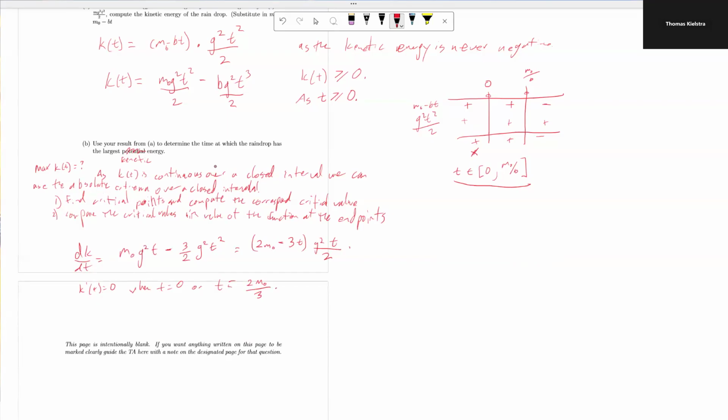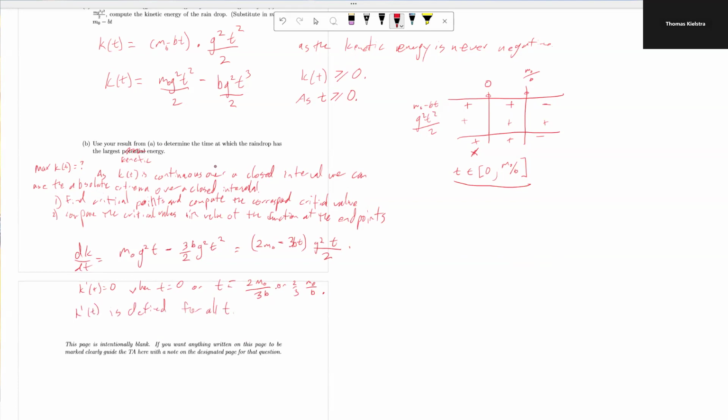Oh, I'm missing a b. There should be a b here. So there's a b here, or 2/3 m naught over b. Right? Also, the derivative is defined for all t.